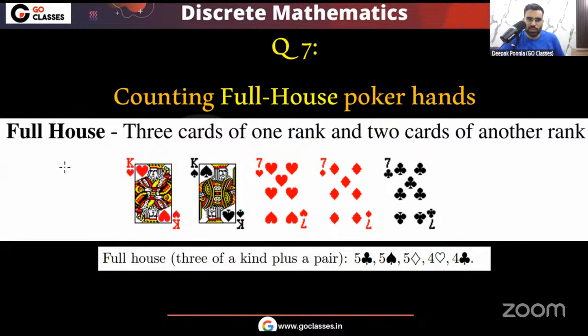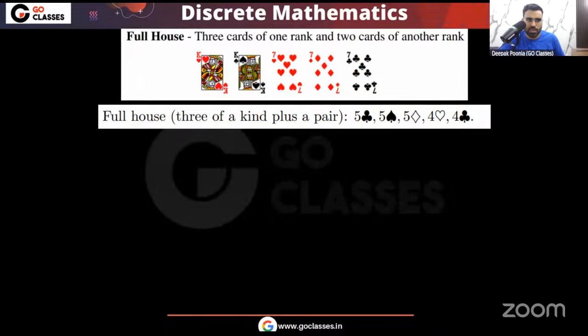Let's see what is the total number of full houses. You already understood what a full house is: three of a kind, or three cards of the same value, and two cards of a different value. But remember, those two cards must also be a pair. So it's three of a kind plus a pair. In total we are using two values here: 7 and king in this example, 5 and 4 in the other. I hope it is clear.